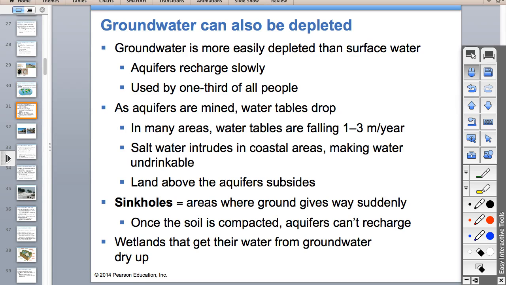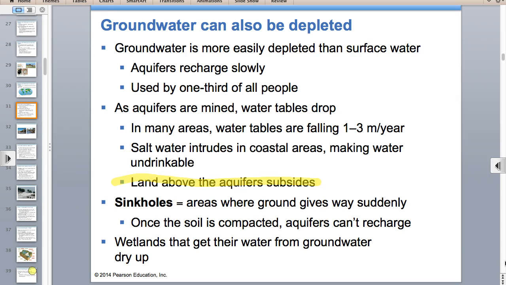So what ends up happening when you take water out of aquifers? If you think about that rock having little holes in it where water can live, if you withdraw the water, obviously it's not going to be as structurally sound after you get done. So after you withdraw the water, the aquifers are going to subside, and that's going to cause a sinkhole.